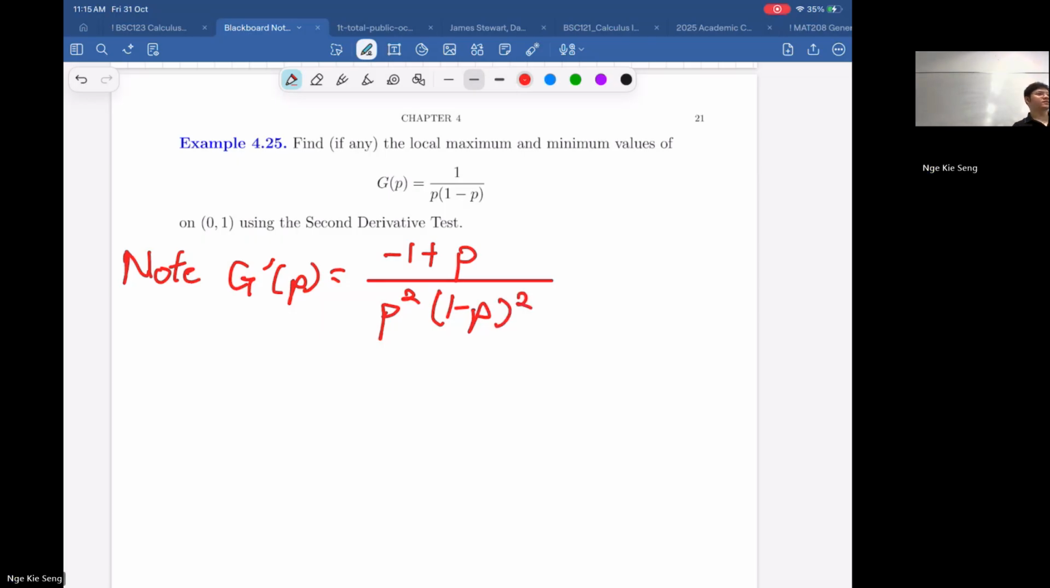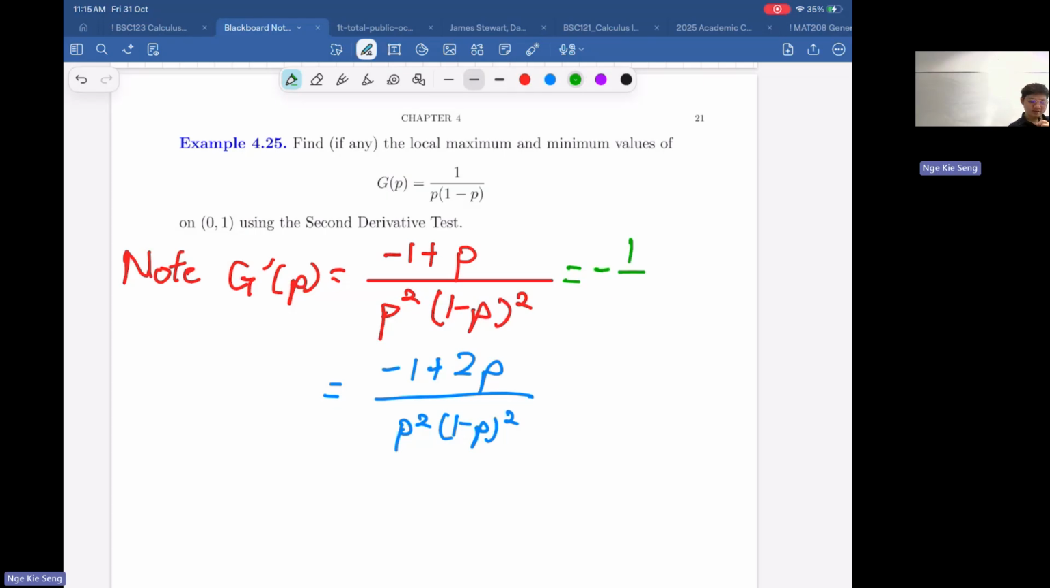Everyone got this? What do you get? Minus 1 plus 2p. So is it 2p or p? 2p? Okay, so let's write down what I get. I get minus 1 over p squared plus 1 over (1 minus p) squared.